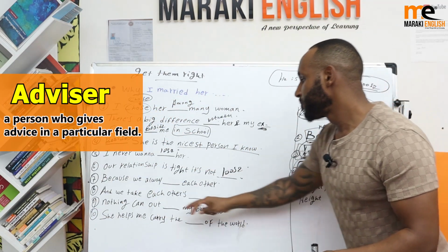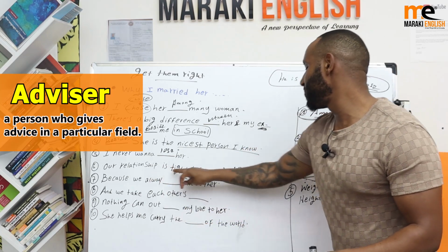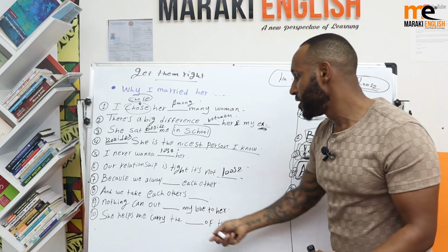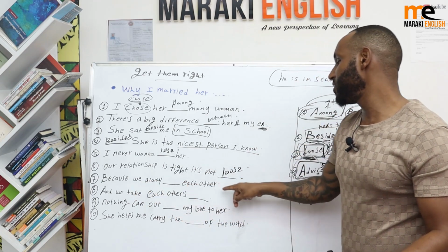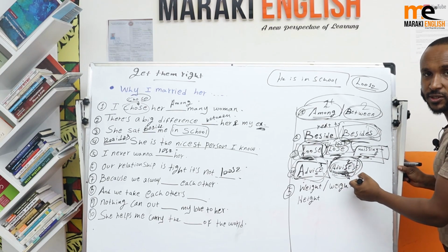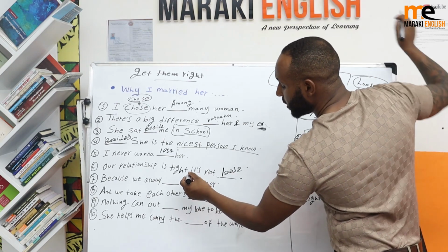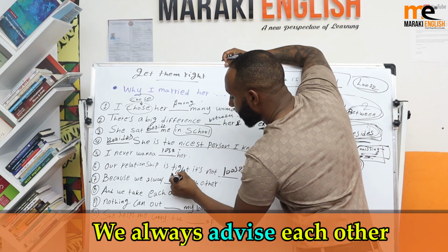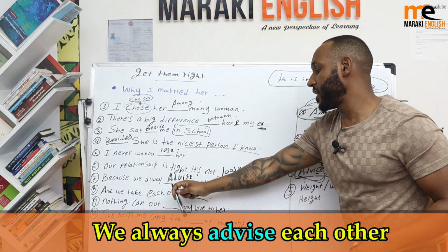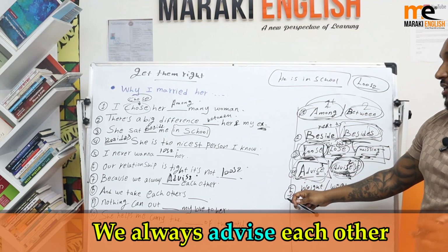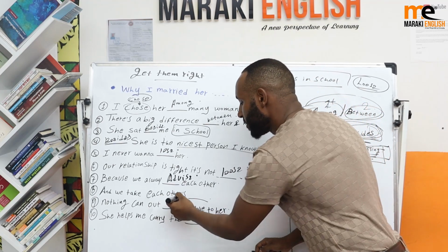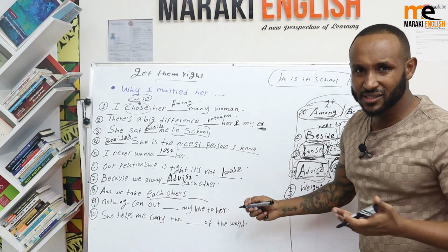Anyways, so you see, our relationship is so tight. It's not loose. Why is it so tight? Why isn't it loose? Because we always advise each other. We always advise each other. And we take each other's... Yeah, each other and one another. They mean the same thing.